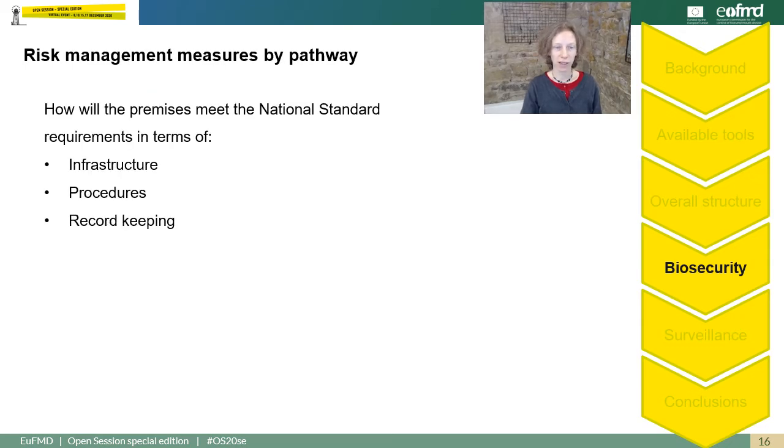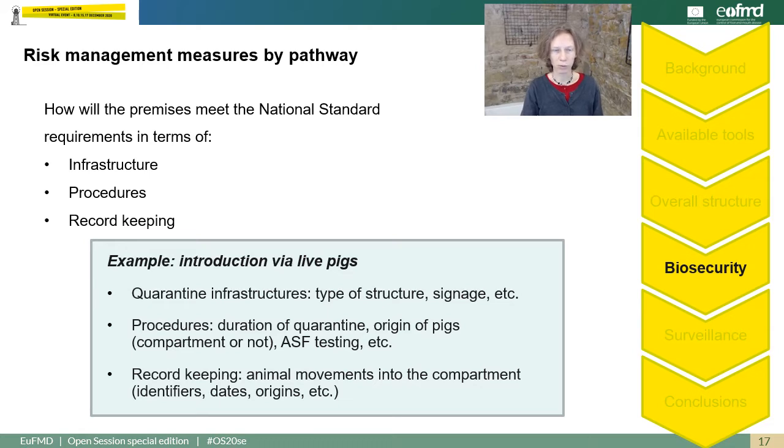After identifying the pathways, the team in charge of developing the candidate compartment will consider how the risk management plan will meet each of the national standard requirements. Broadly, these include requirements in terms of infrastructure, procedure, and record keeping. For example, if we consider the pathway introduction via live pigs, the mitigation measures to consider include quarantine infrastructure, quarantine procedures, diagnostic testing, as well as thorough record keeping of animal movements into the compartment.